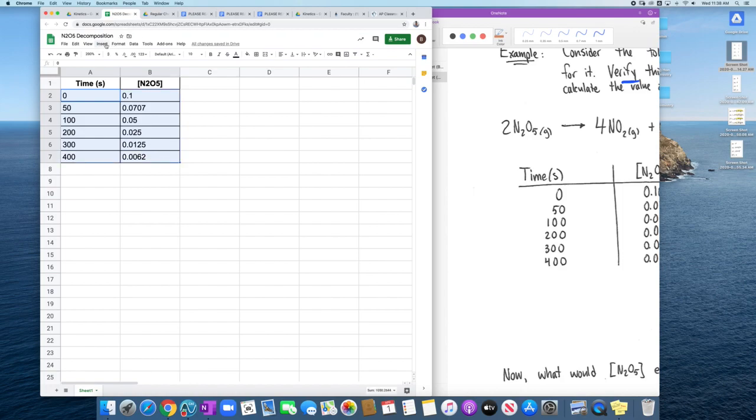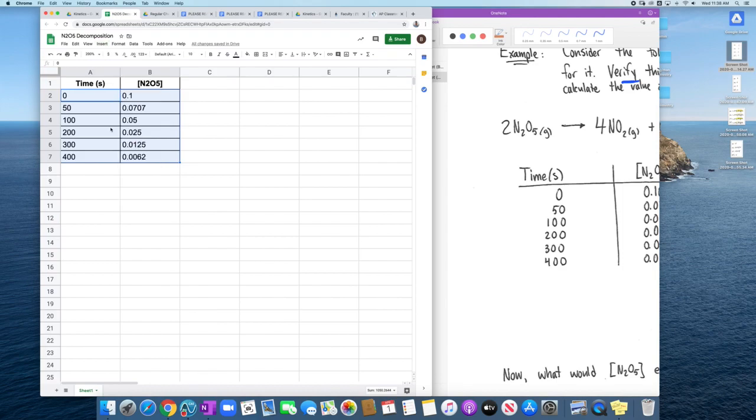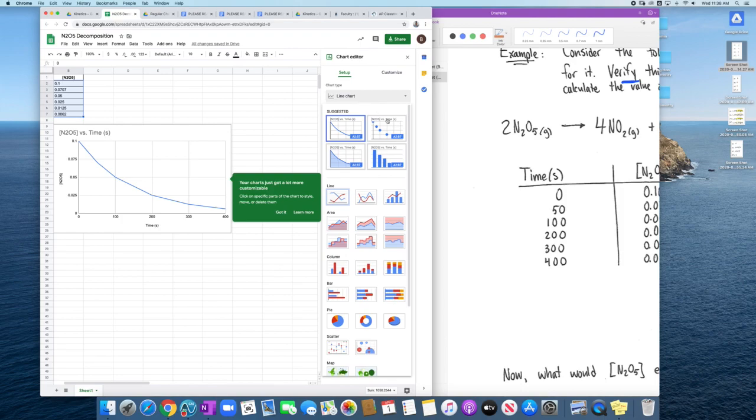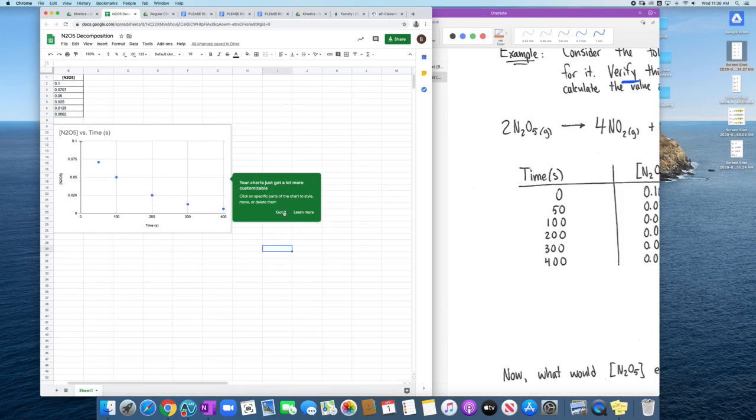So I'm going to insert a chart. And the chart that I want, is it going to come up? Where's my chart? Okay. And I want it to be a scatter plot. There we go. Okay, so there's my chart.